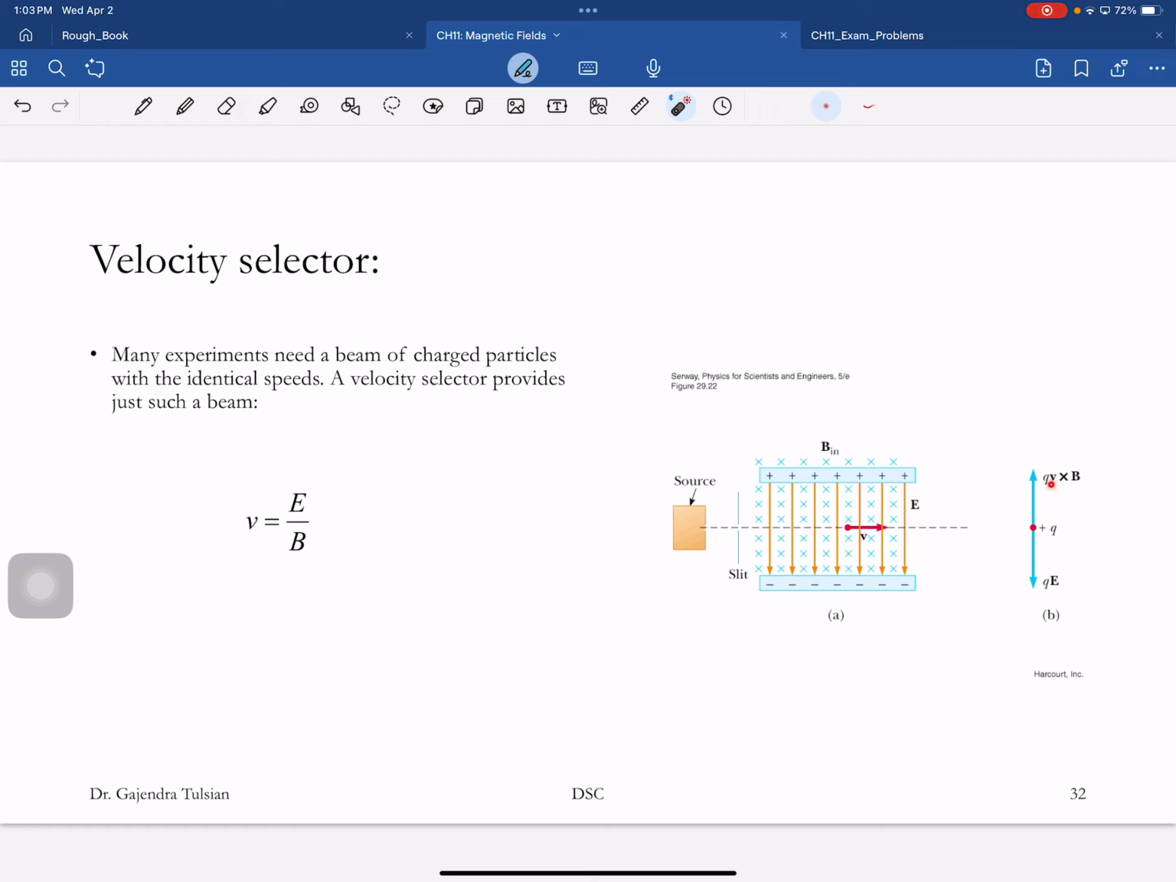So you see, if the velocity of the particle is too small, this force will be less than this one, and the slow-moving particles will come and hit this plate. If the velocity is too large, this force will be bigger than this force, and those particles would hit that plate. Only particles of the right speed will go through straight. So this is a velocity selector. What it's doing is spitting out particles of velocity E over B. So by adjusting E and B, you can choose the velocity that you want.